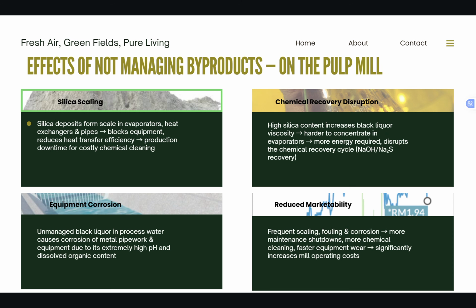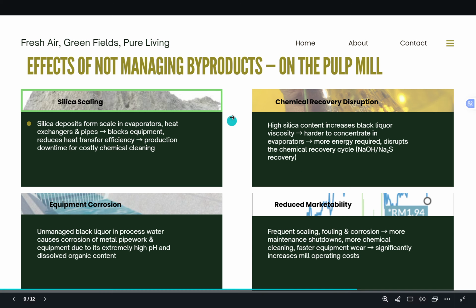So after talking about the effects on the pulp itself, you might be thinking, what are the effects on the pulp mill? Well, let's look at it. The impact is not just on the product, but also on the mill itself. Silica can cause scaling in equipment, reducing efficiency and increasing maintenance costs, which then needs to be cleaned from the mill again. Also, black liquor can lead to corrosion and disrupt chemical recovery processes. Overall, poor management leads to higher operational costs.